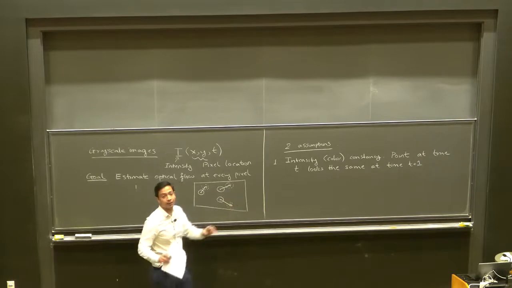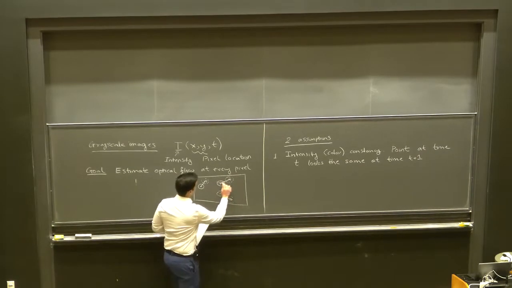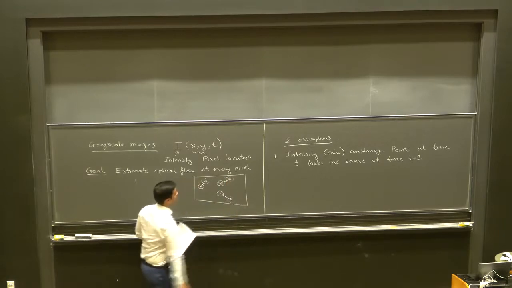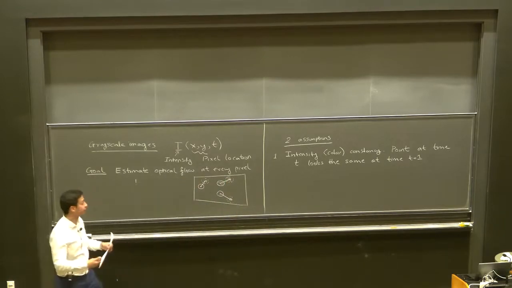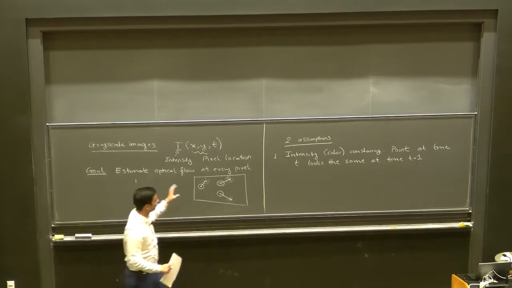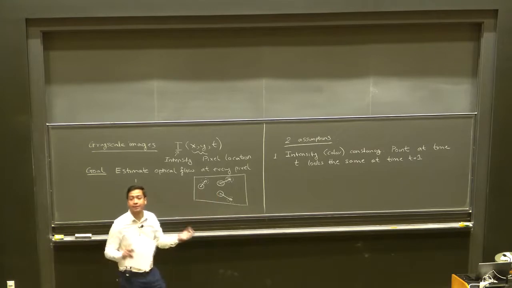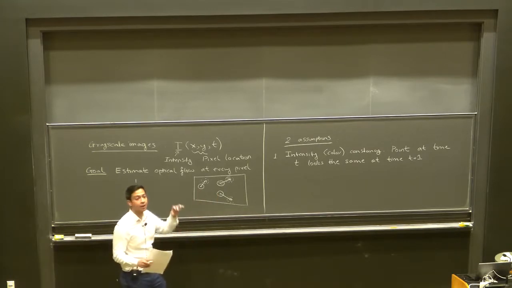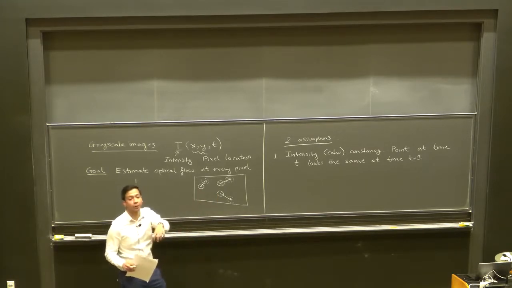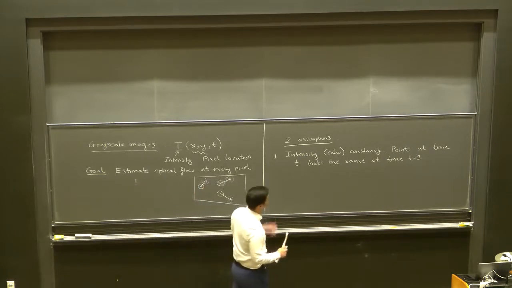So it's not like the intensity of light here is very different from the intensity of light at the corresponding location at the next time step. This assumption could be violated if you have very drastic changes in the lighting. If an object goes from shadow to not shadow, then this assumption might be violated, but we're assuming that it's valid.